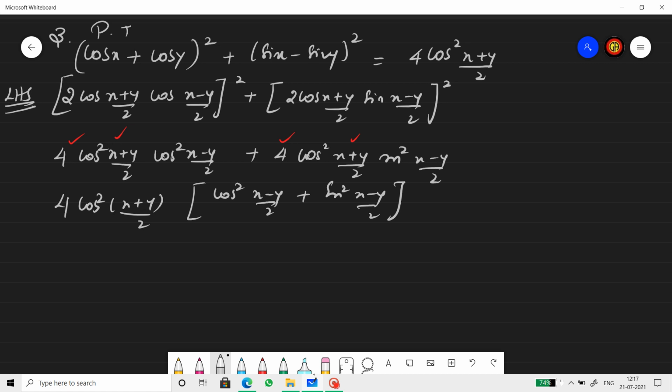Cos square theta plus sin square theta is 1. Make sure the theta is same. And here the thetas are same. So therefore this is 1. So we are left with 4 cos square (x plus y) by 2. So third one is over.